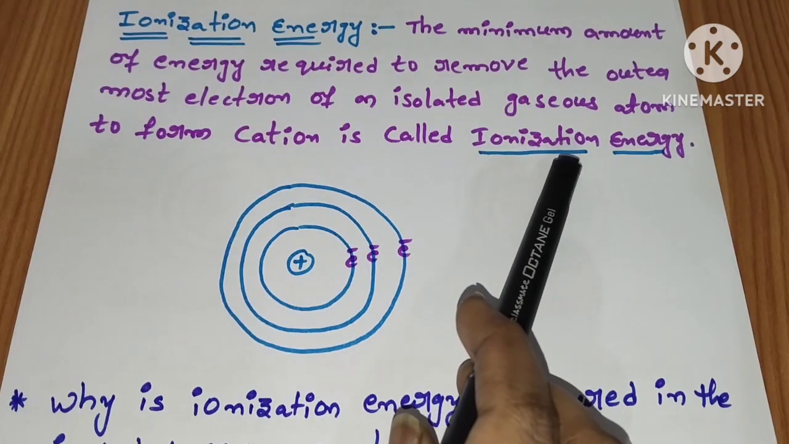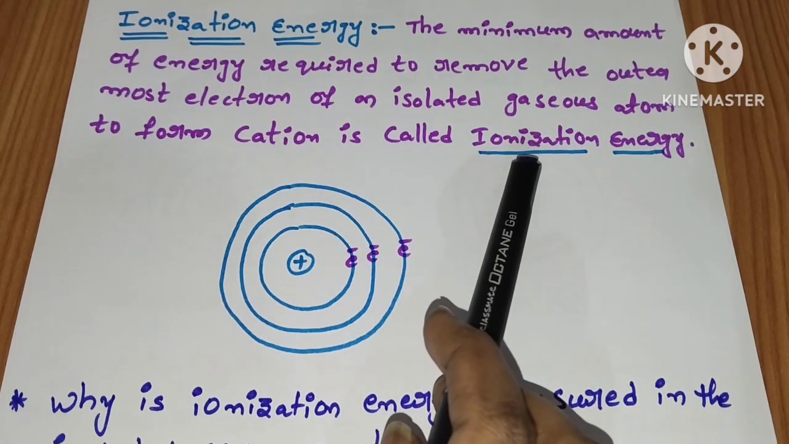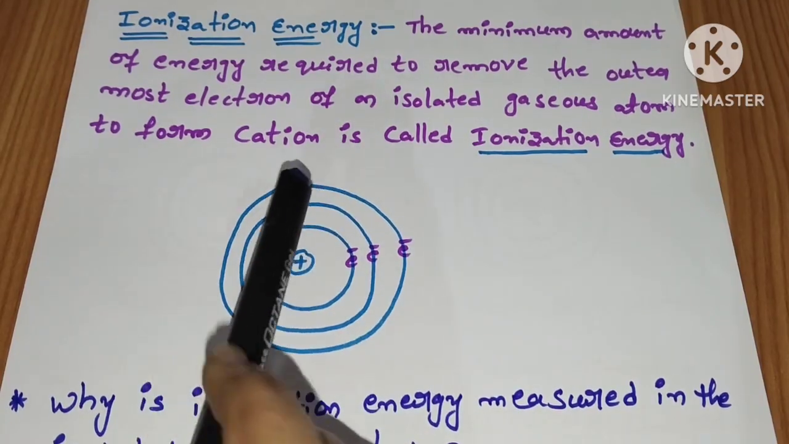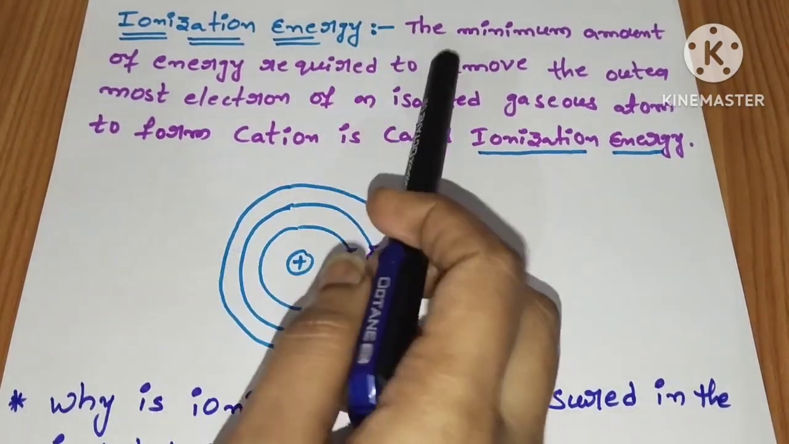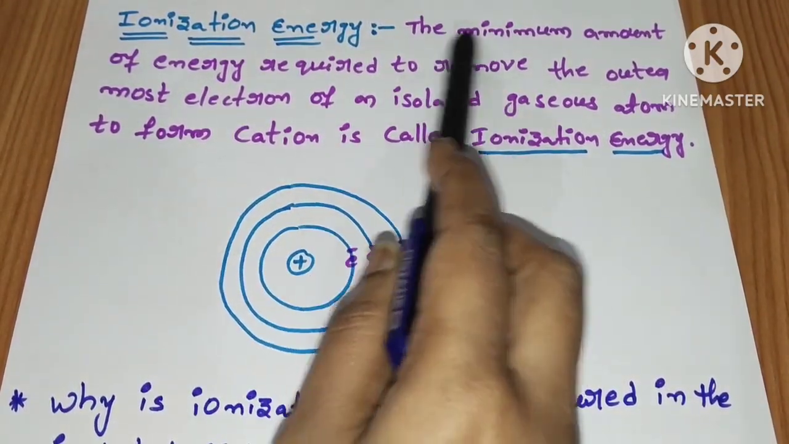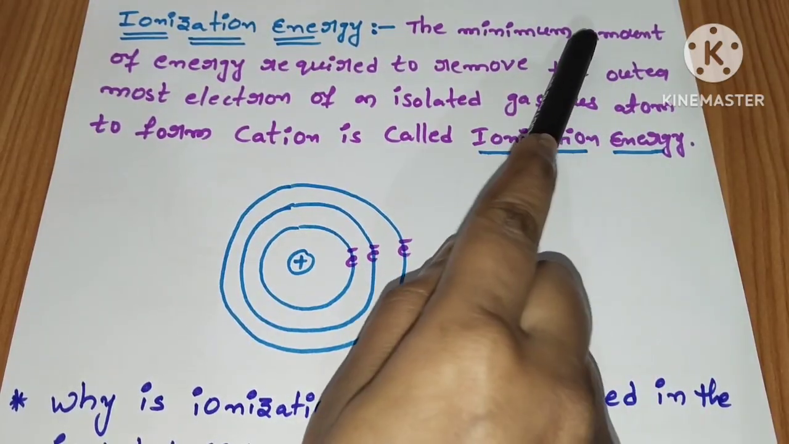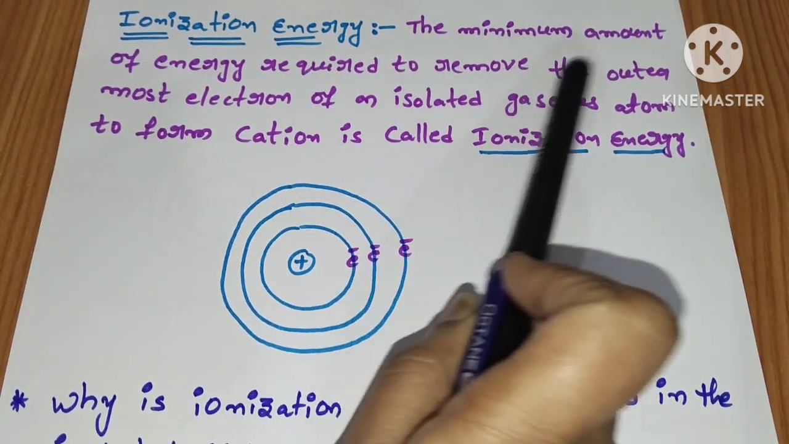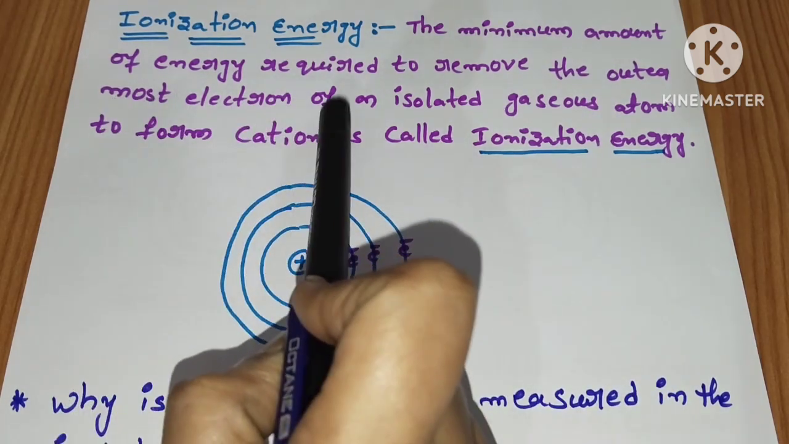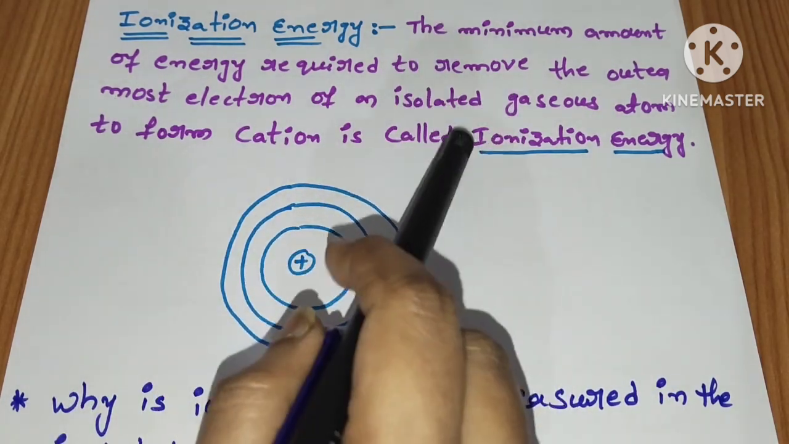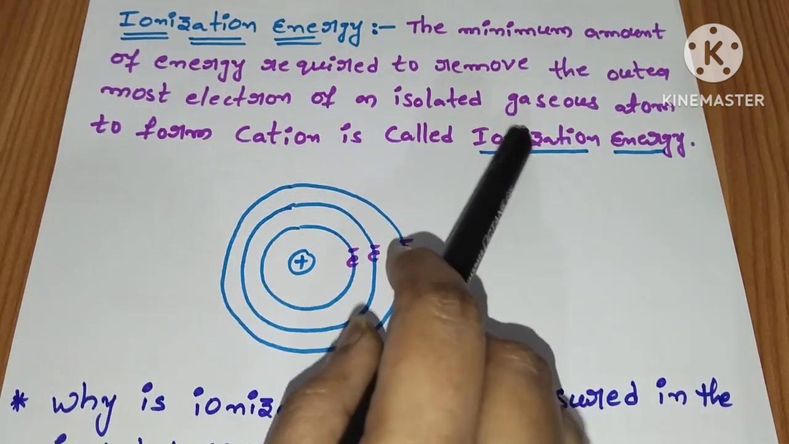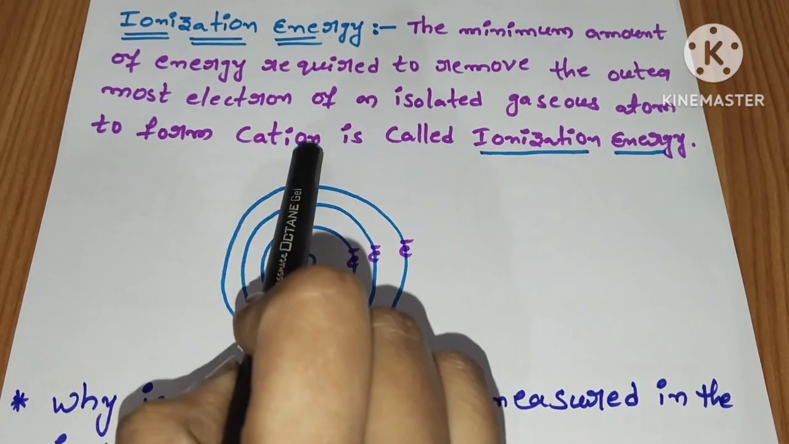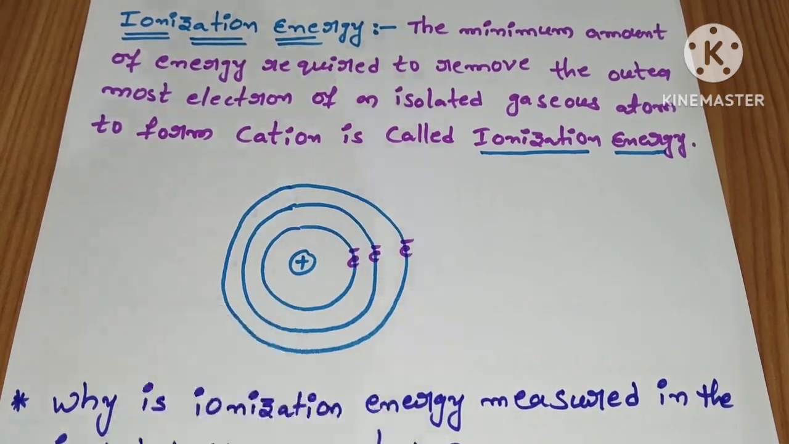Ionization energy is measured in kilojoule per mole. Here, remember, firstly, ionization energy is the minimum amount of energy. Secondly, ionization energy removes the outermost electron from the atom. Thirdly, ionization energy converts the atom into a cation or positive ion.